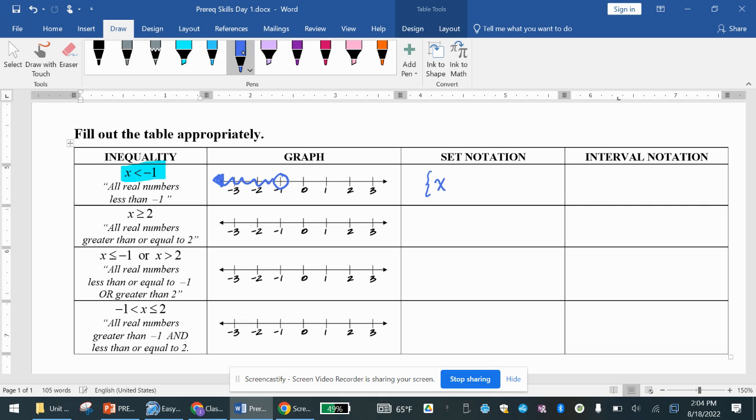You're going to put x such that, and just so you know, sometimes in the future you'll see it written like this with a vertical line. Those both mean "such that." So x such that x is less than -1, and then close the curly brackets.